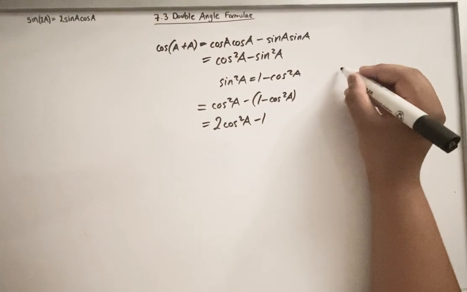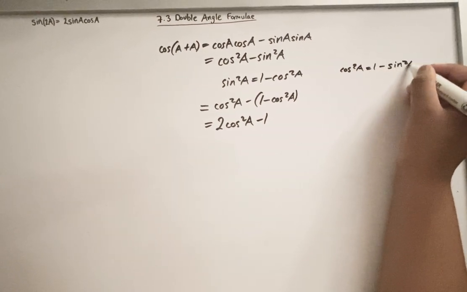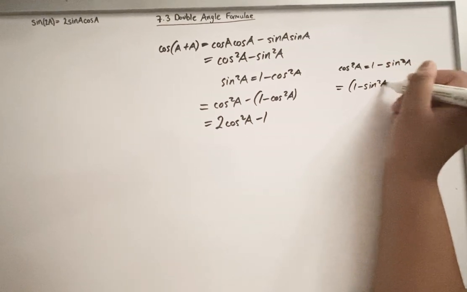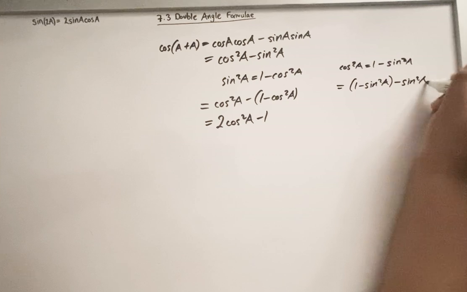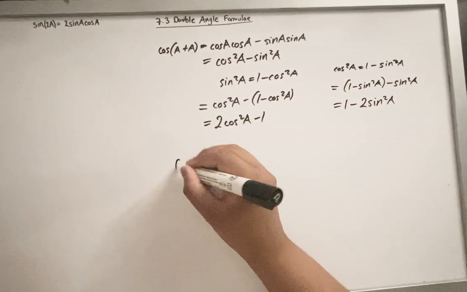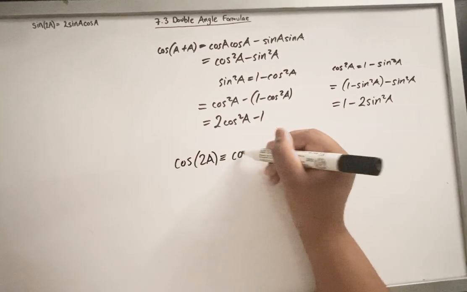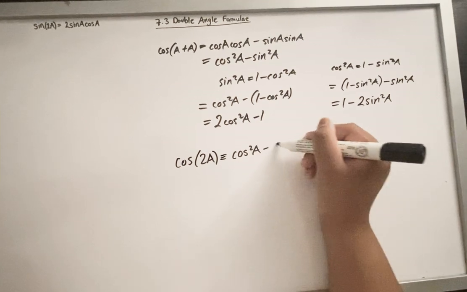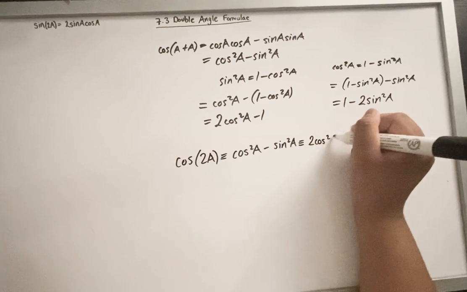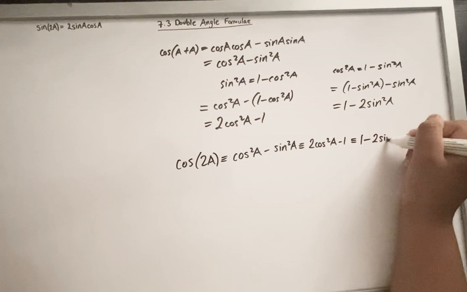If instead we do cos squared a is equal to 1 minus sine squared a, then we get 1 minus sine squared a minus another sine squared a, which is equal to 1 minus 2 sine squared a. And so the cos of 2a is equal to cos squared a minus sine squared a, which is the same thing as 2 cos squared a minus 1, which is the same thing as 1 minus 2 sine squared a.